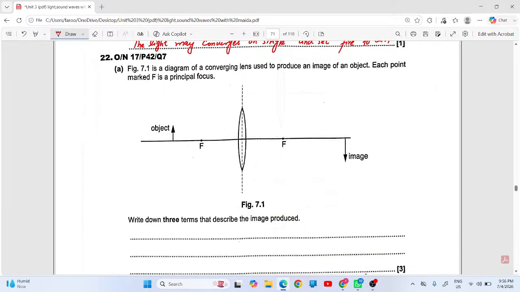Okay, next. Figure 7.1 is a diagram of a converging lens used to produce an image of an object. Question number 22. Each point marked F is a principal focus. Write down three terms that describe the image produced.